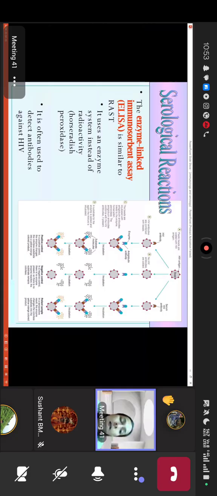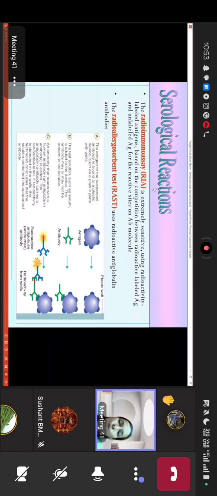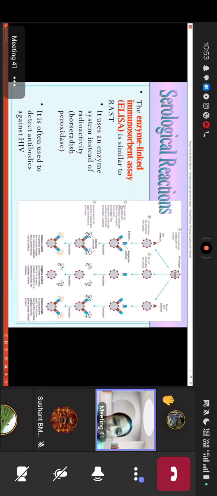Now the next one is ELISA. ELISA is your enzyme linked immunosorbent assay. It is similar to your RAST. It is basically used to detect the antigen and antibody in the patient sample. In the last one we were using radioactive elements, but in this ELISA, we are using an enzyme for labeling the secondary antibody. Most commonly, we are using horseradish peroxidase. This is the enzyme we are using in the ELISA technique. Basically, it is used to detect antibodies against HIV.